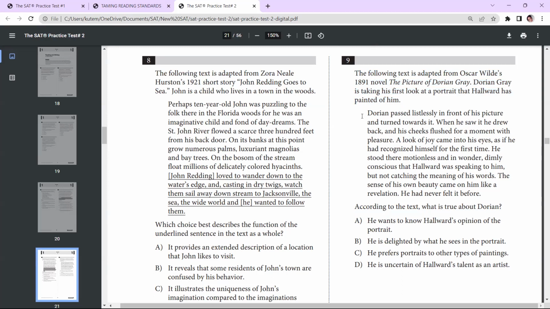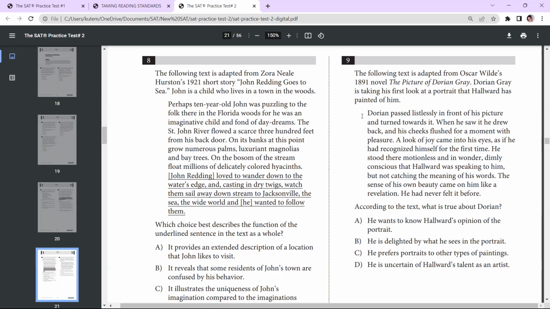Dorian passed listlessly in front of his picture and turned towards it. When he saw it, he drew back and his cheeks flushed for a moment with pleasure. A look of joy came into his eyes as if he had recognized himself for the first time. He stood there motionless and in wonder, dimly conscious that Howard was speaking to him, but not catching the meaning of his words. The sense of his own beauty came on him like a revelation. He had never felt it before. So what is true about him?